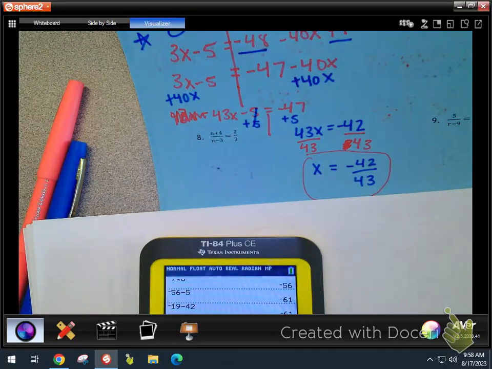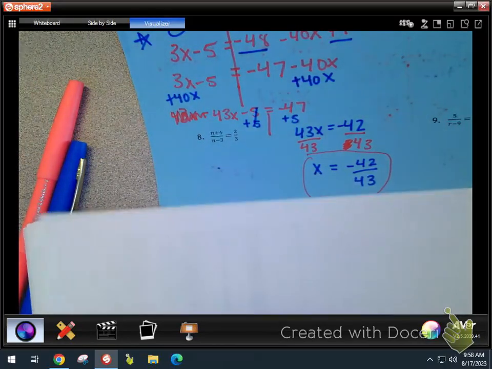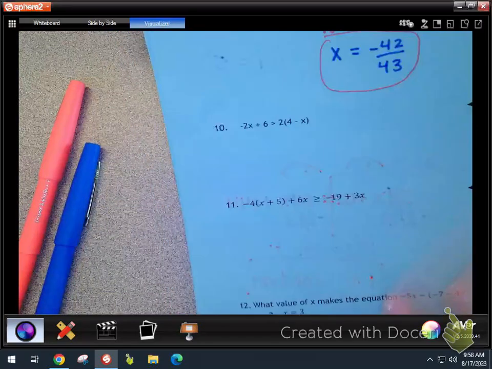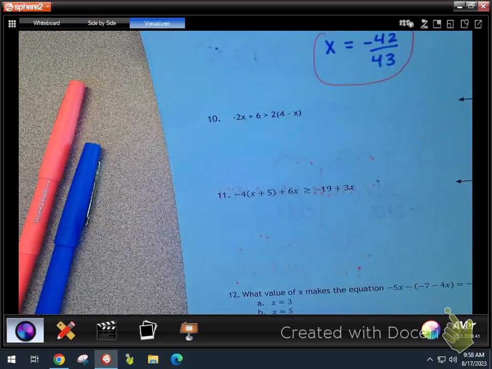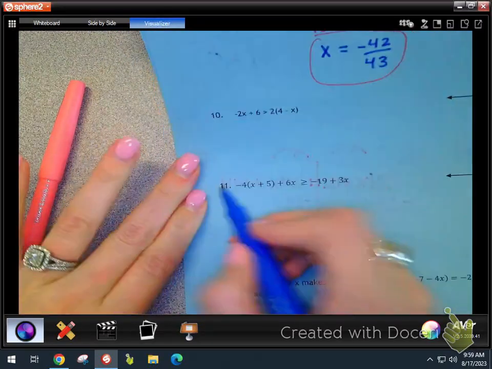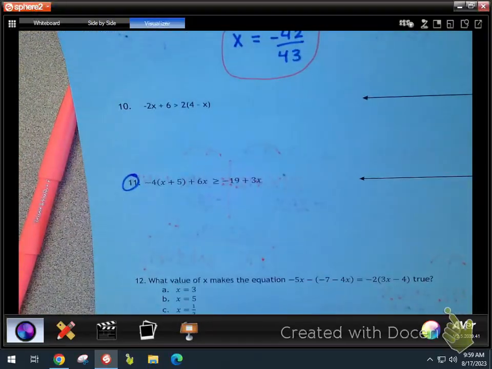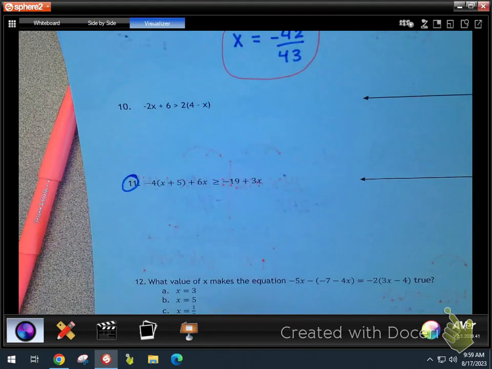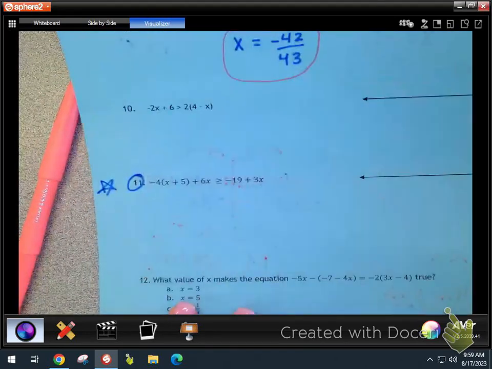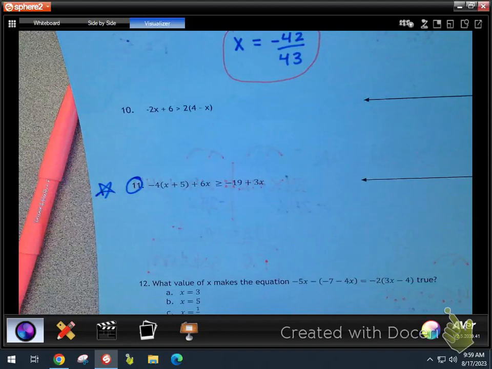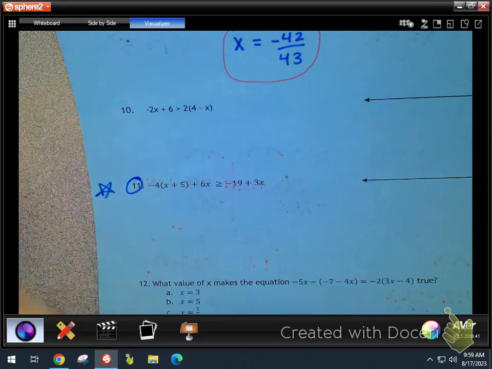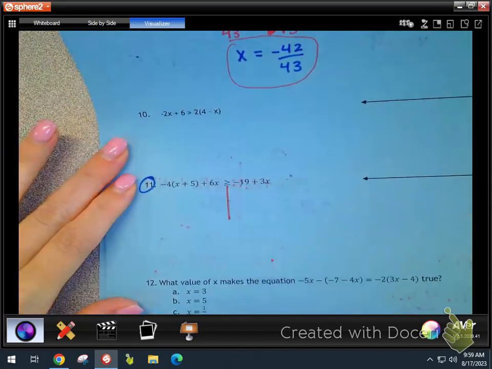Let's try number 11. We got an inequality now. How do I know it's an inequality? The sign. Okay? Number 11, now. Let's draw our line. I'm strategically picking these questions, guys. There's strategy here. I'm only going to do a couple more. Draw our line. Follow our steps.